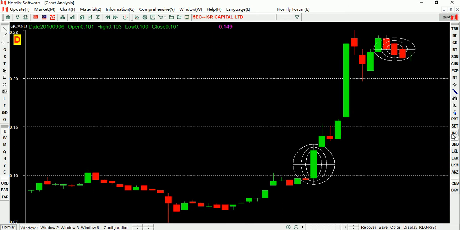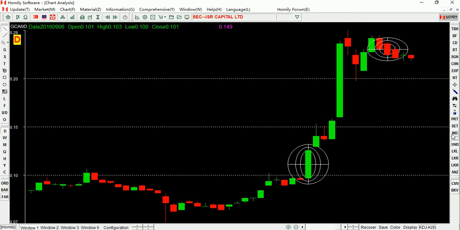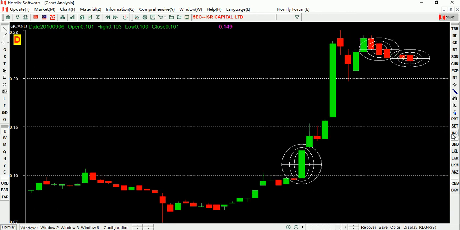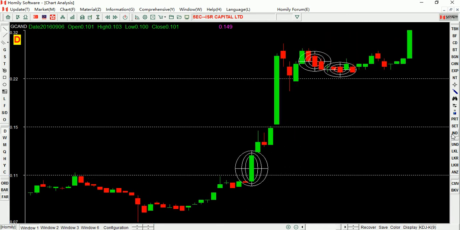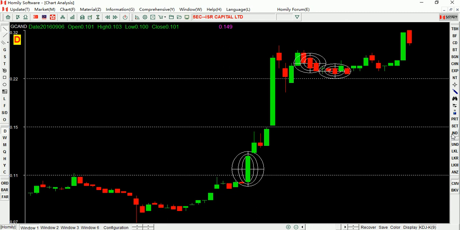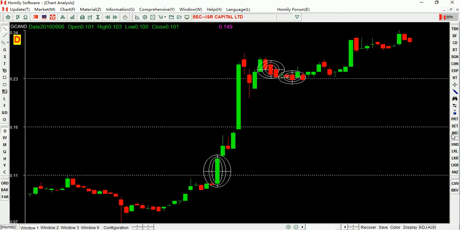Then time black hole appears again. You should pay attention because this is the turning point. Time black hole appears again. Why does time black hole appear twice? It means the turning point is strong. Then we can see next day, you wait and see. Go up again, you still can wait and see.